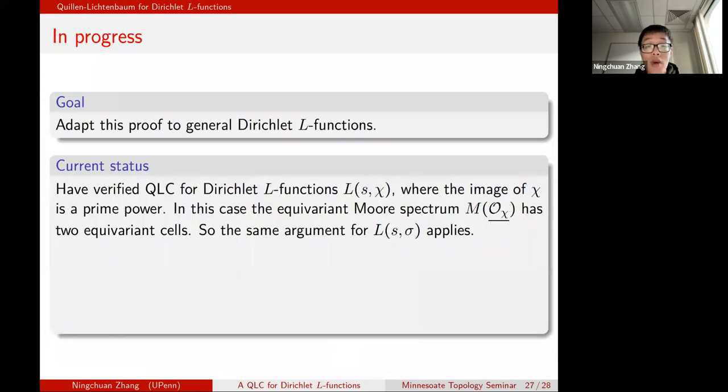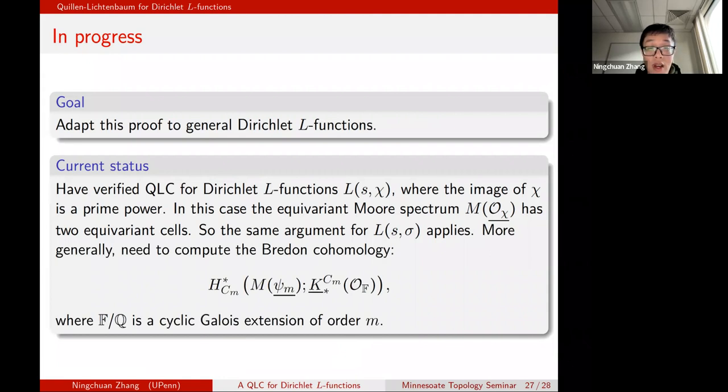The current status is that we have proved the conjecture holds when the size of the image of chi is a prime power. The reason is that in that case, the equivariant spectrum has just two equivariant cells, so everything is easy. The same argument would apply, but more generally, we need to compute this pretty complicated Borel equivariant homology.